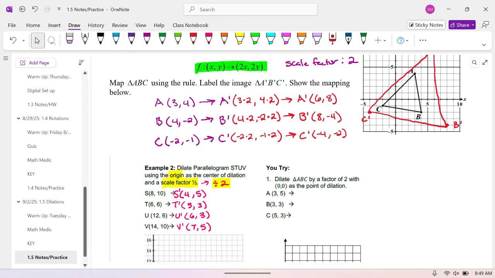Take a minute, try that last example on your own. So do the You Try. And again, you don't have to graph it right now, just map out the new points.